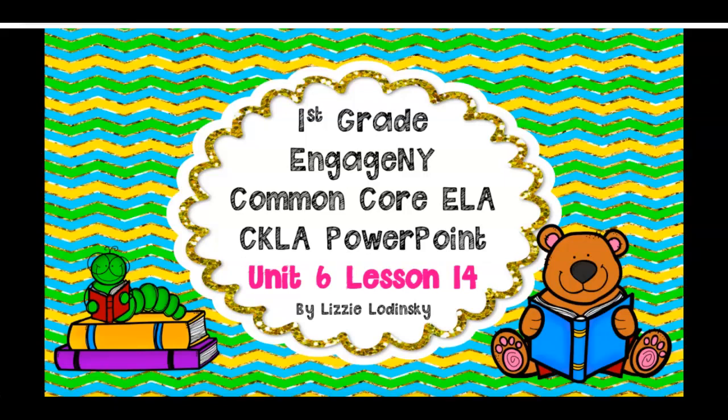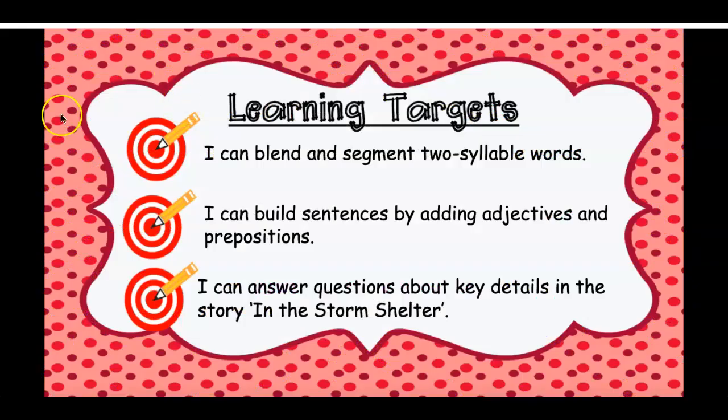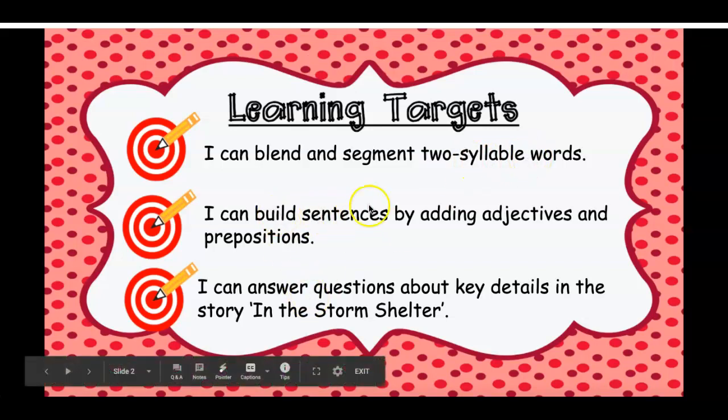Hi boys and girls, today we're working on Unit 6, Lesson 14 for Language Arts. And we are going to blend and segment two-syllable words. We're also going to build sentences by adding adjectives and prepositions. And we're going to answer questions about key details in the story In the Storm Shelter.